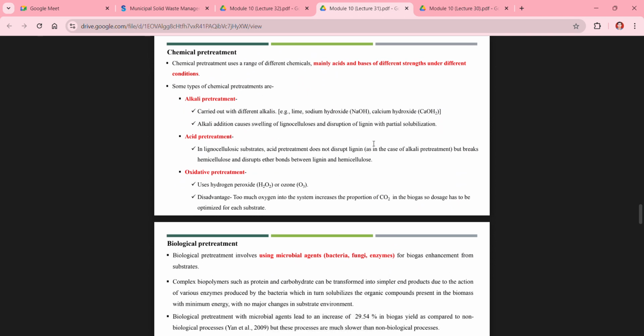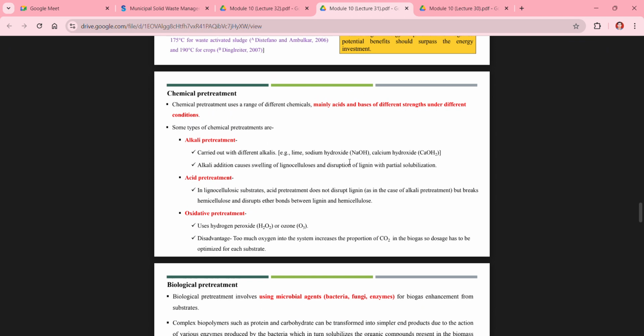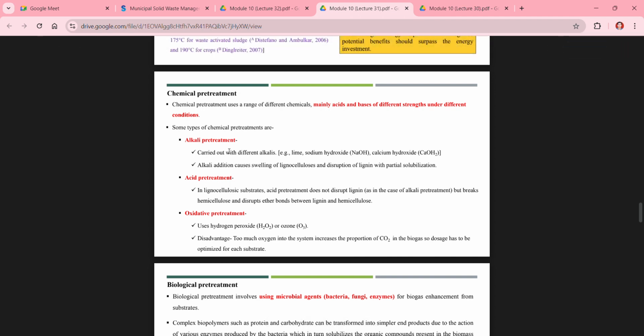Then there are some chemical pre-treatment processes also. Chemical pre-treatment uses a range of different chemicals, mainly acids or bases of different strength under different conditions. So chemical treatment processes can be categorized in three different categories. One is alkali pre-treatment. Alkali pre-treatment is carried out with the help of different alkalis like lime water or sodium hydroxide or calcium hydroxide water. Alkali addition causes swelling of lignocellulose and disruption of lignin with partial solubilization.